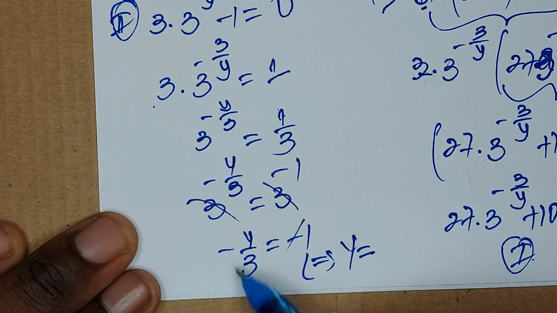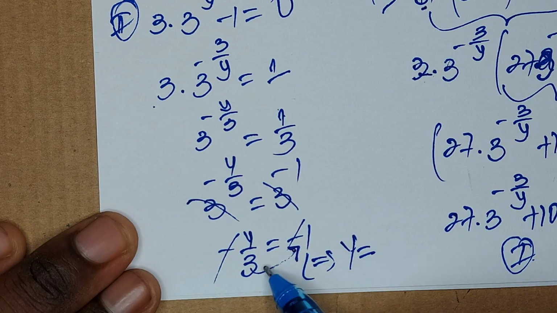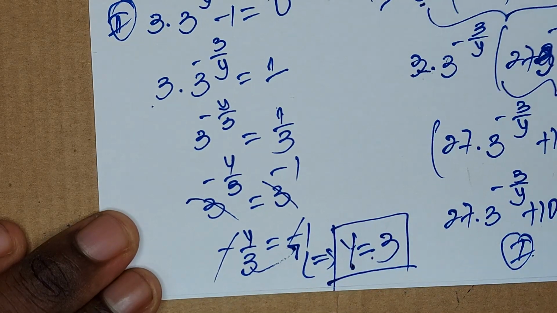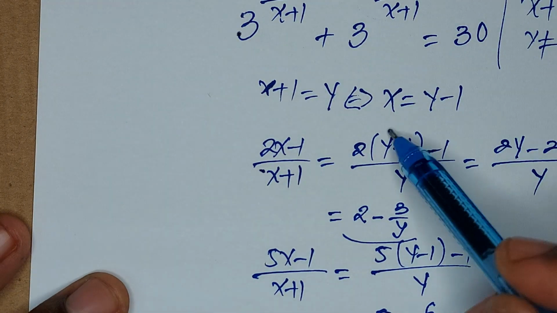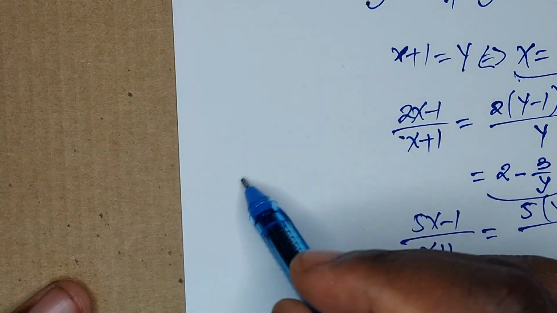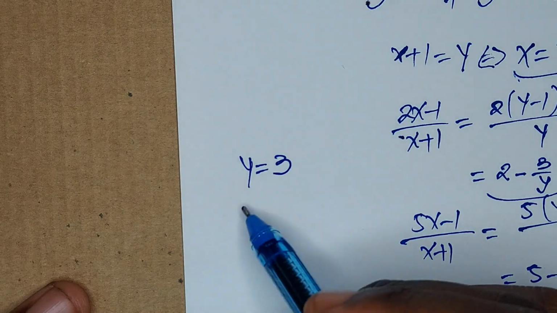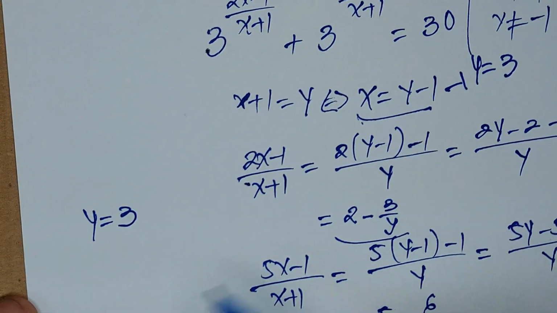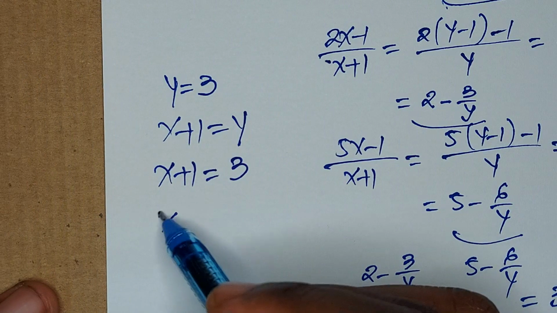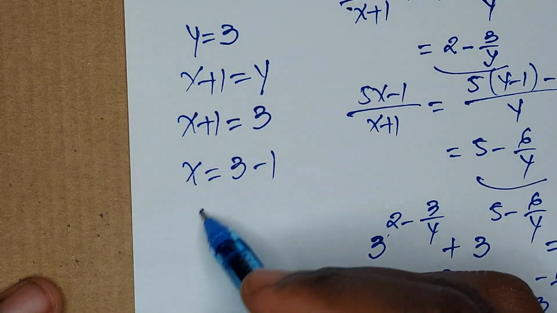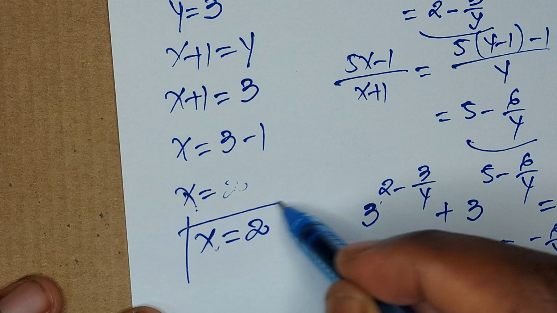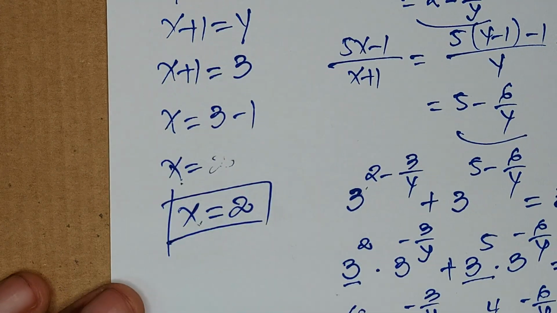So from here we get that y is equal, this cut is going to be positive, this goes here multiplying, we're going to have that y is equal to 3. So guys, if y is equal to 3, getting back to our substitution, we say that x plus 1 is equal to y. So we're going to have x plus 1 is equal to 3. So x is going to be 3 minus 1. So x is going to be equal to 2. Okay, guys, so this is the solution.